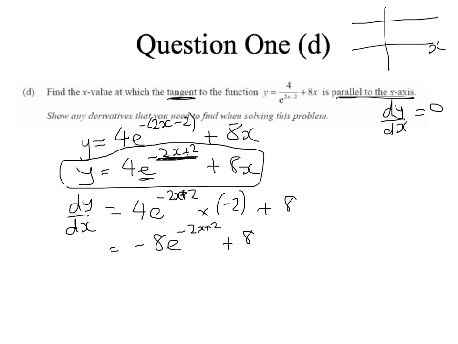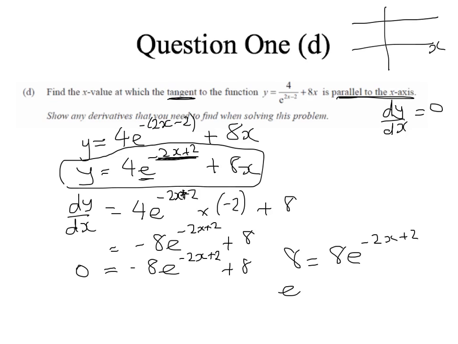So we need to find when that equals 0. So 0 equals negative 8e to the negative 2x plus 2, plus 8. So 8 equals 8e to the negative 2x plus 2, e to the negative 2x plus 2 equals 1.